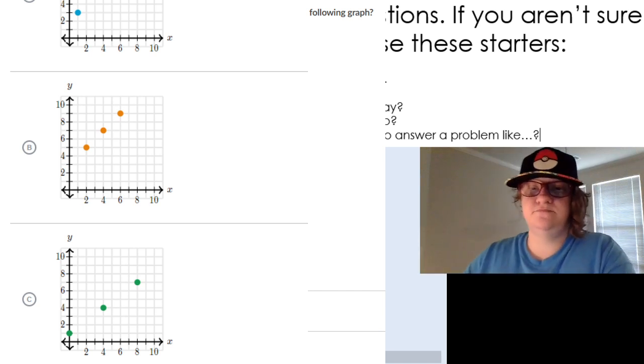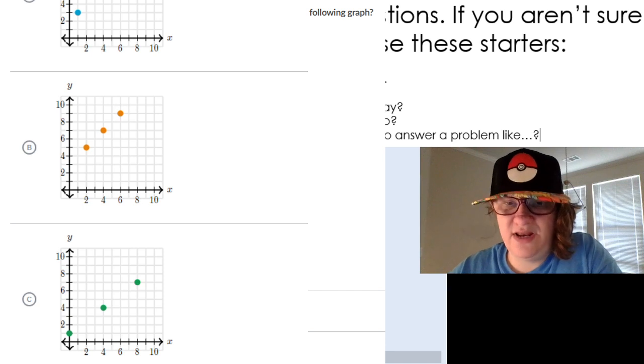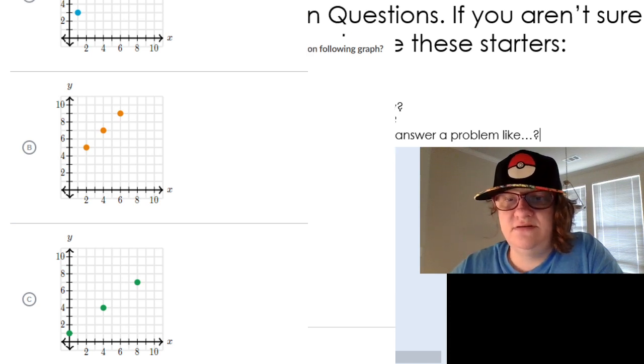Okay? The other thing you could do is, you see this point here is 2, 5. You could simply look at your rule or equation.